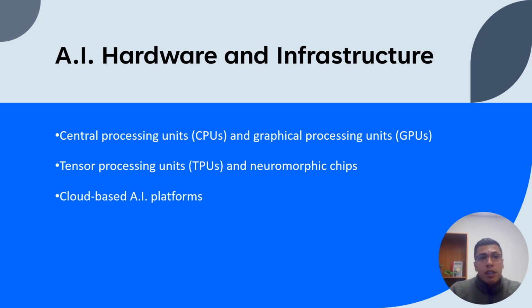GPUs, originally designed for rendering graphics, on the other hand, have emerged as a popular choice for AI workloads due to their ability to process large amounts of data in parallel. This makes them rather well suited for tasks like training large neural networks, which involves performing many matrix multiplications simultaneously.